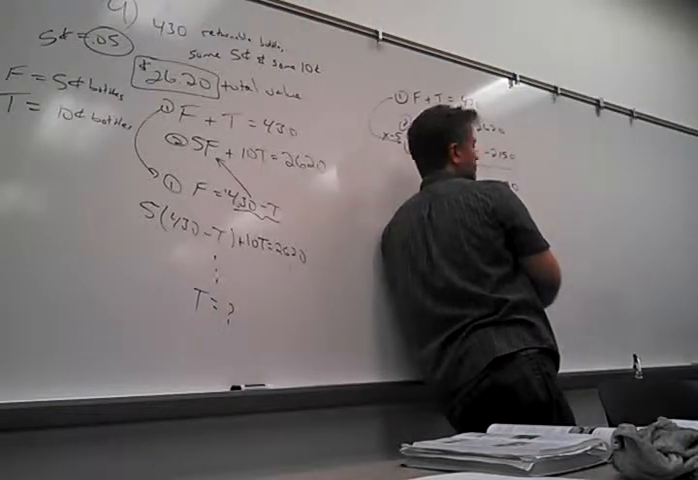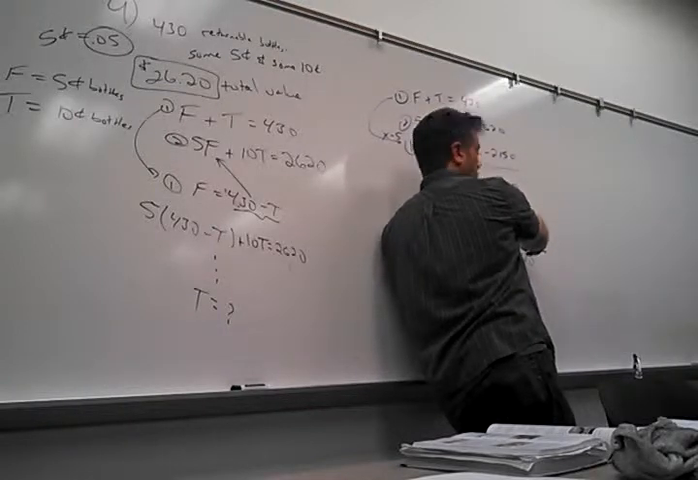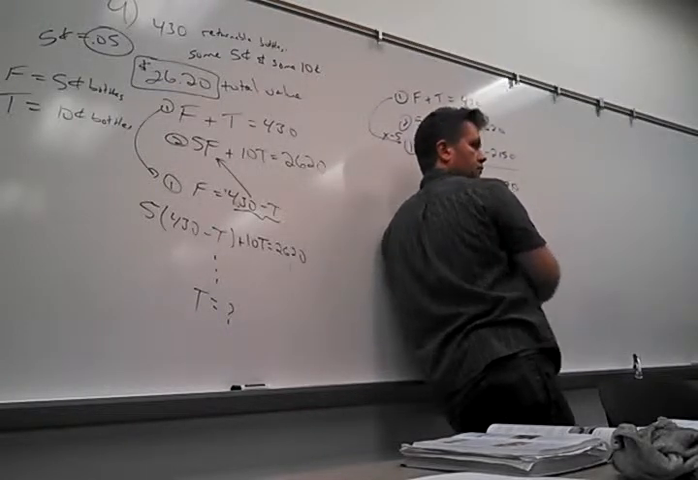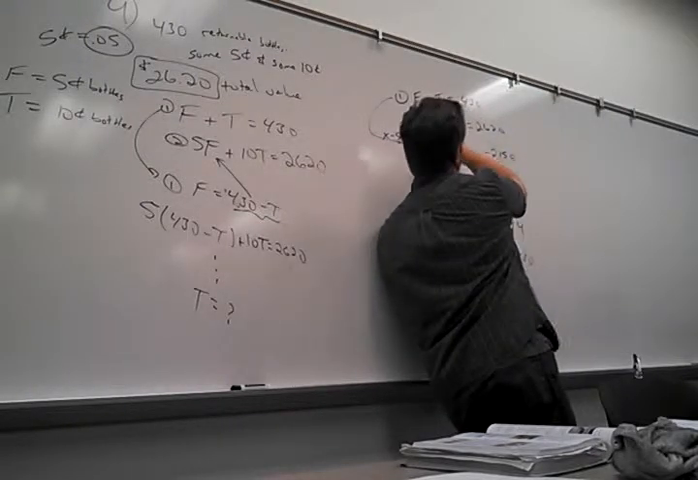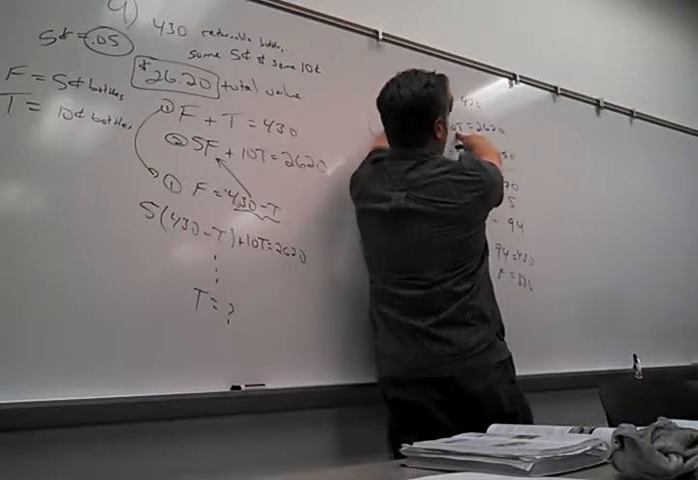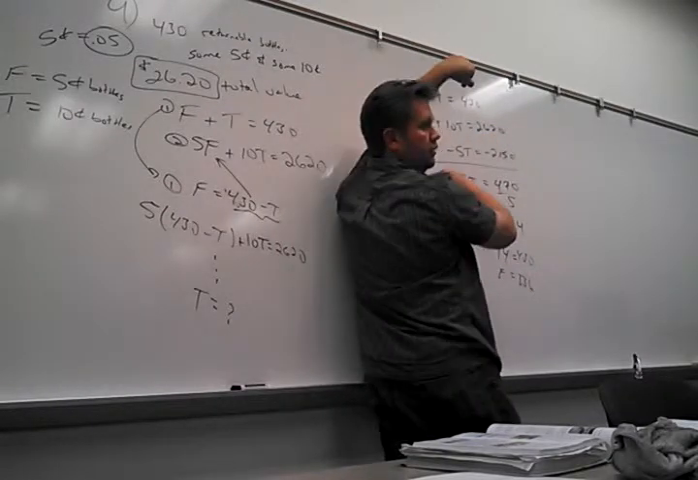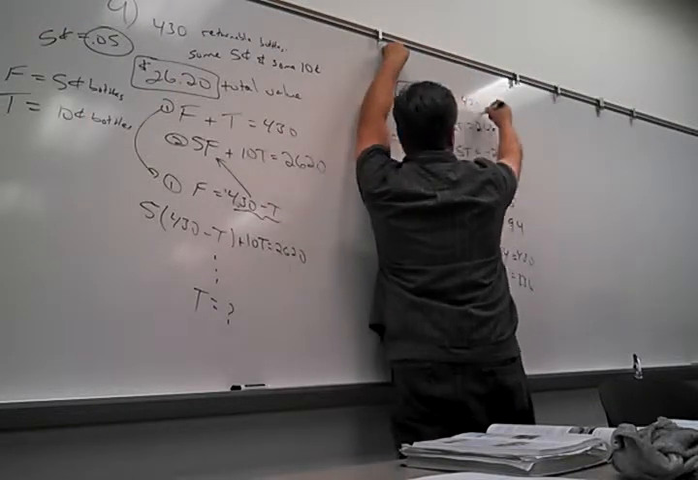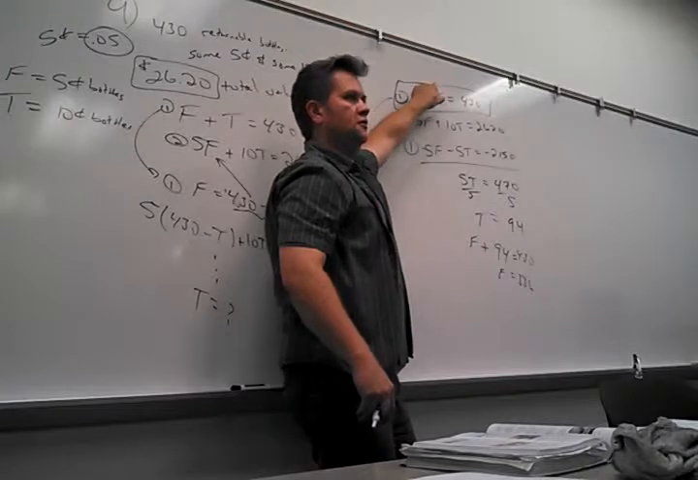But the total number is 430 total cans. So if t is 94, you do 430 minus 94 to see how many f, and you're done. You could use this equation if you want to, but then you have to plug it in here. 94 goes in here, subtract that, divide by 5 at the end. But I'm using this equation, right? Why am I using that one? Because it's the easier one.